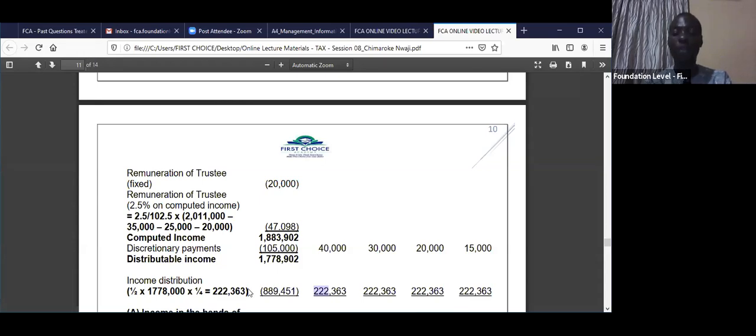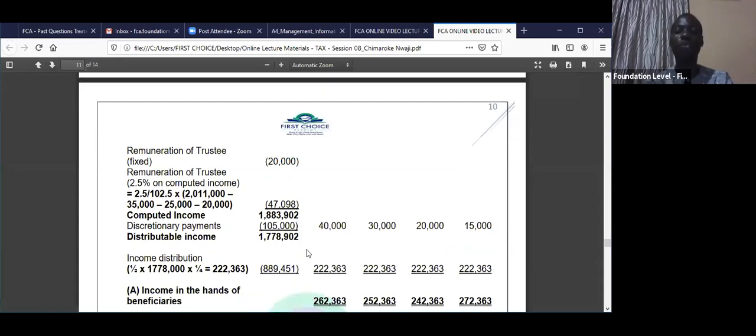So this figure we got here is what each person is going to take, because we are sharing, we are bringing this one into two, that is half, which is this. And then we're now sharing this half equally. So you see half of this divided by four. So they are getting this, this, this. And so when you add this four together, you have to get this. So what happens when you have shared the whole income, the account ends here.